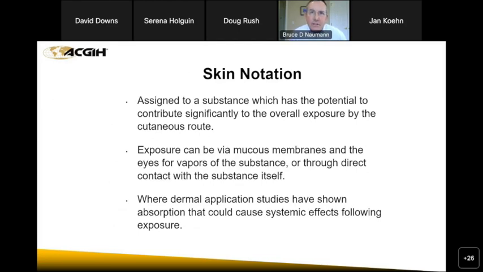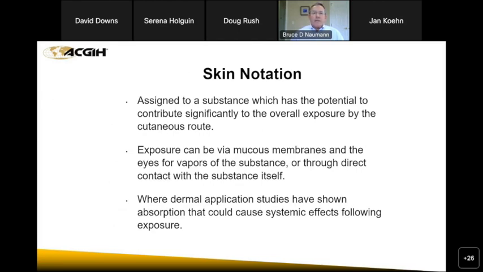So skin notations are typically used to highlight the potential for a significant contribution to the overall exposure by the cutaneous route. So you might be meeting the OEL, but if it's zipping through the skin, then you're getting more of a dose that way.